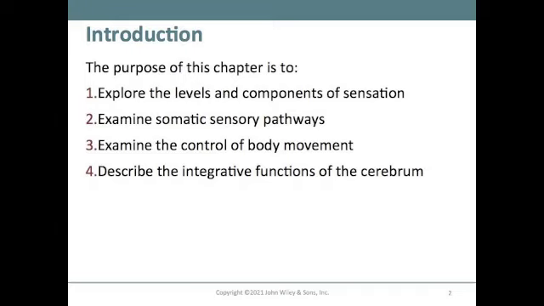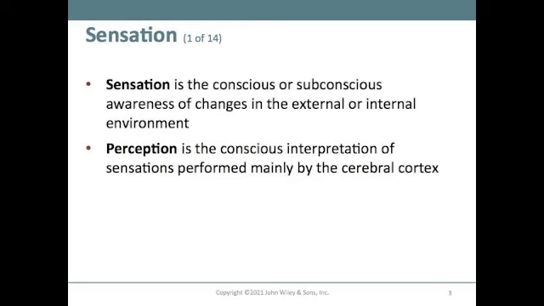The purpose of this chapter is to explore the levels and components of sensation, examine somatic sensory pathways, examine the control of body movement, and describe the integrative functions of the cerebrum. In its broadest definition, sensation is the conscious or subconscious awareness of changes in the external or internal environment. The nature of the sensation and the type of reaction generated vary according to the ultimate destination of nerve impulses that convey sensory information to the central nervous system.